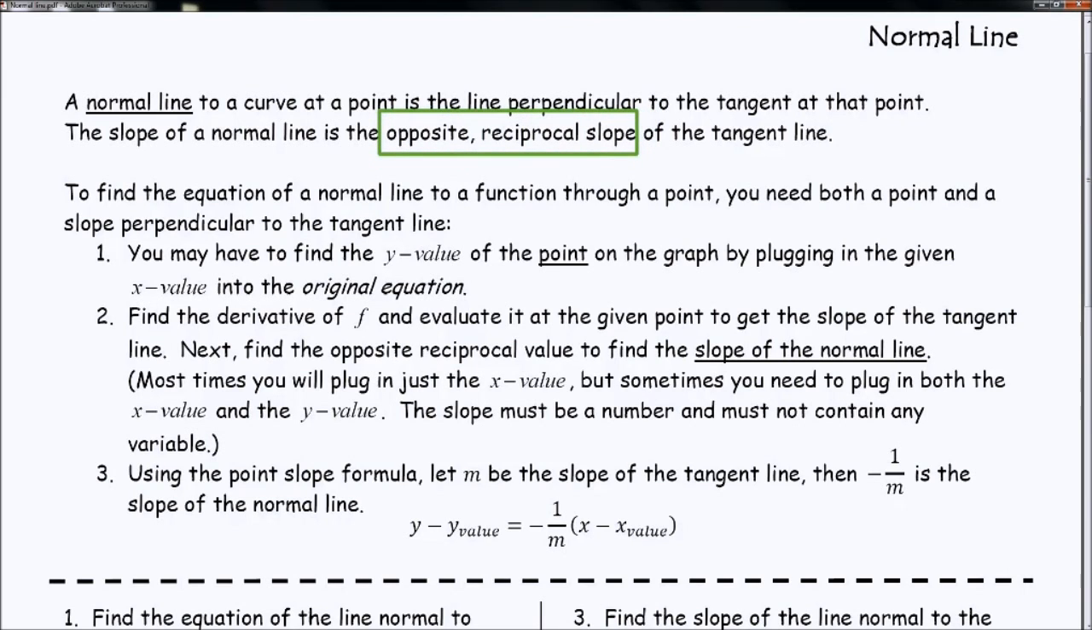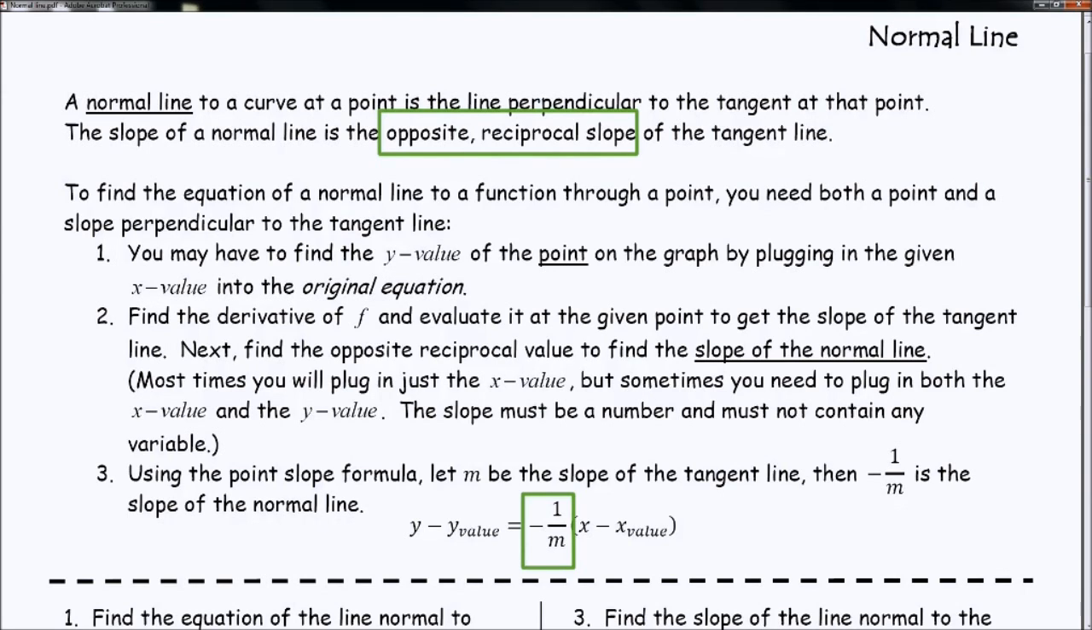And so we're going to use what we've learned about the tangent line. It's a very similar process, but instead of finding m, we're going to find negative 1 over m, where m still maintains the slope of my tangent line. And so I'm going to actually use the same process.